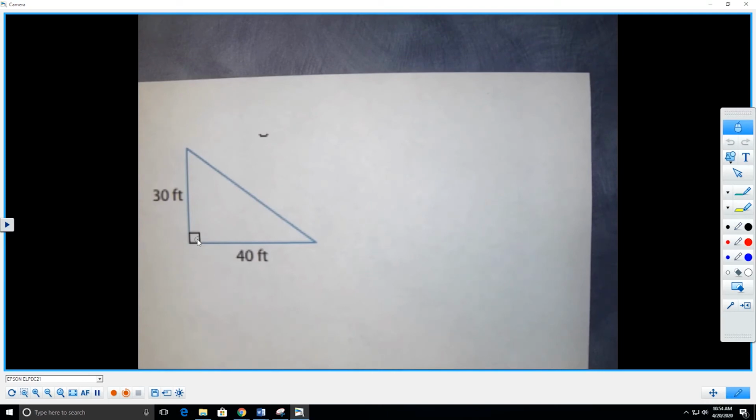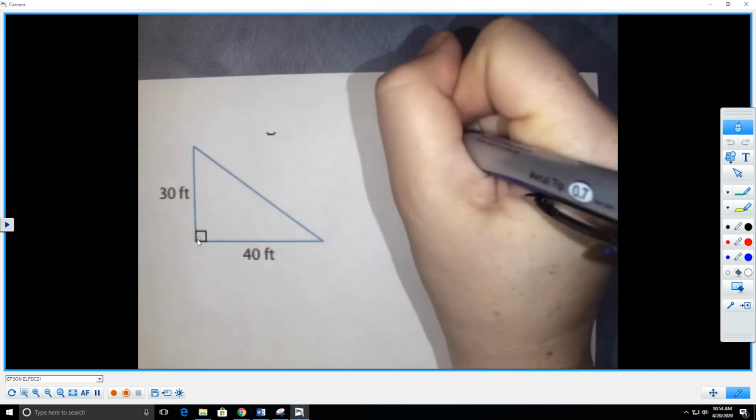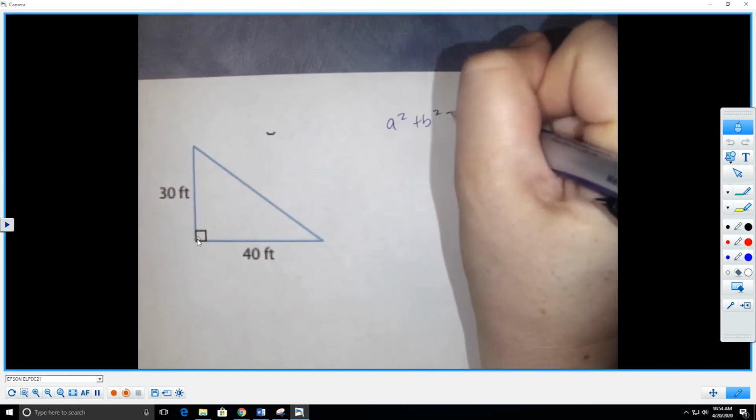All right, how'd you do? If you calculated that the missing side length is 50 feet, then you are correct. The length missing was the hypotenuse. Let me show you my calculations. Check yours against mine. So I'm going to start with our Pythagorean theorem.